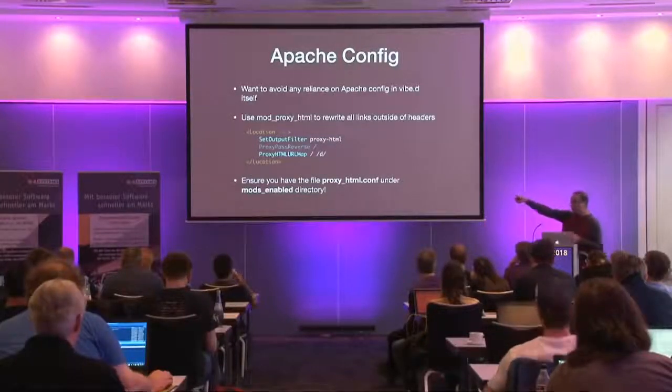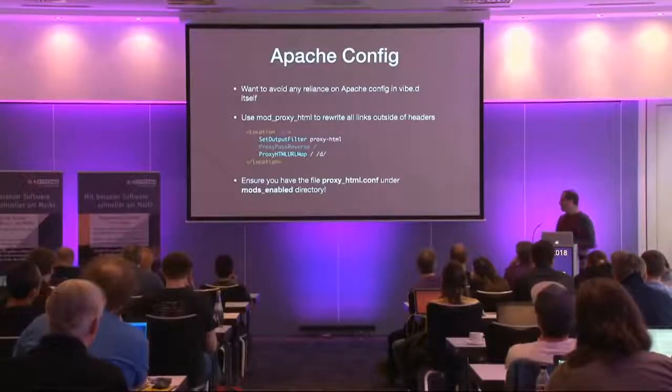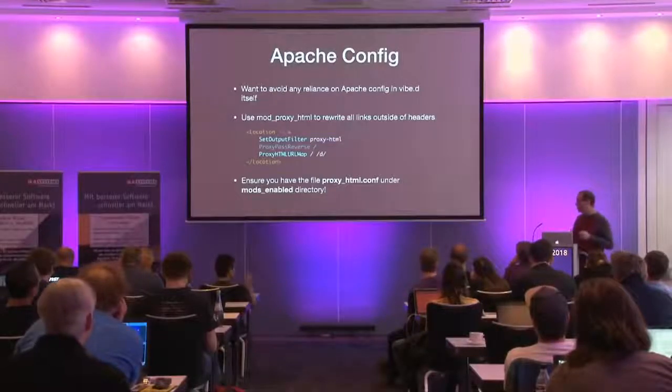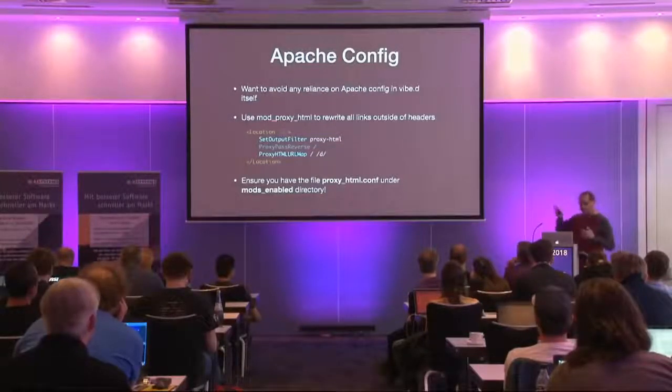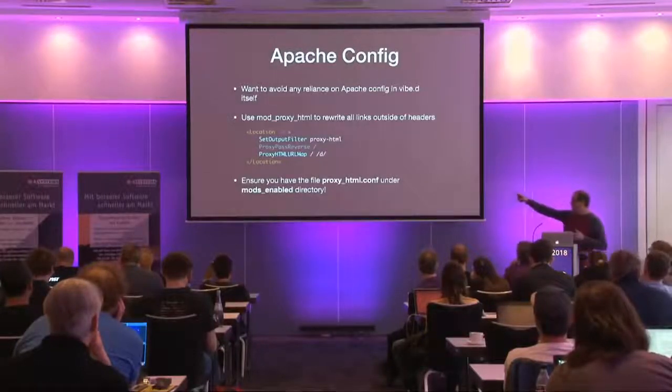The only thing that doesn't do is it doesn't handle actual links inside your content. So I want the vibe.d server to not even know that it's under this special directory, so it's spitting out URLs that start with /, not /d/. So this proxy HTML filter does that with those two directives.